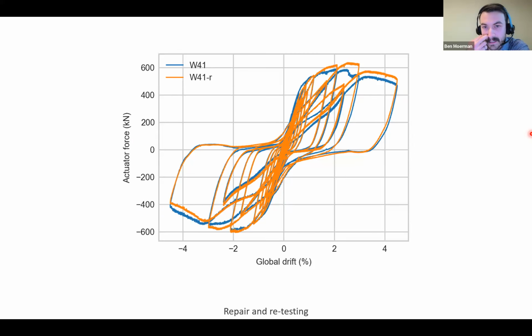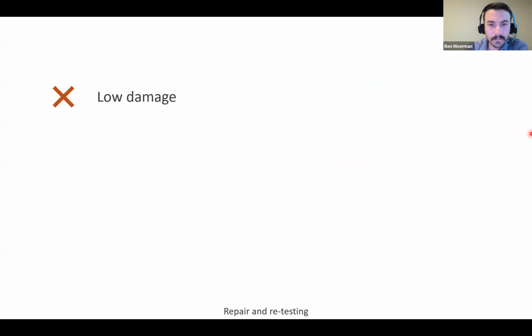I won't show you the video because it looks very similar to the last one, but this is the hysteresis curve of each test. And you can see, W41 was the original test and 41R was the repaired test. So you can see very, very similar behavior. We had a tiny bit more strength in the repaired test, but overall it performed really well.